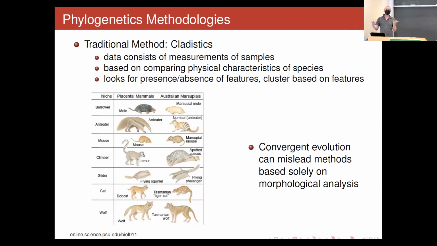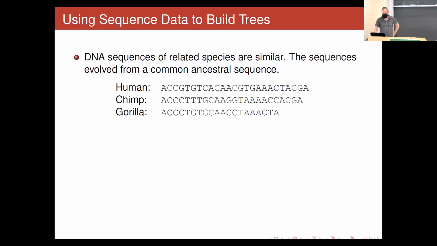So that kind of convergent evolution that we see when we just look at morphological characteristics can lead us astray, and that leads us to more quantitative approaches to phylogenetics, which is what the majority of this talk is about.